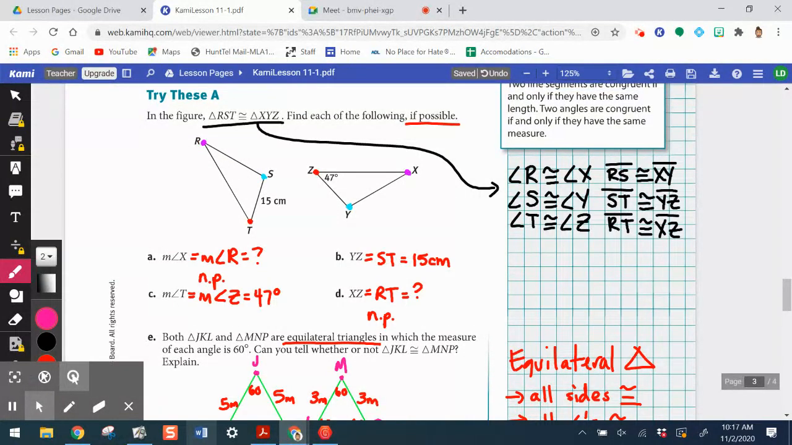Okay, so hopefully you took this opportunity to try to figure out this on your own. Remember, this statement, this congruency statement, is very, very important.